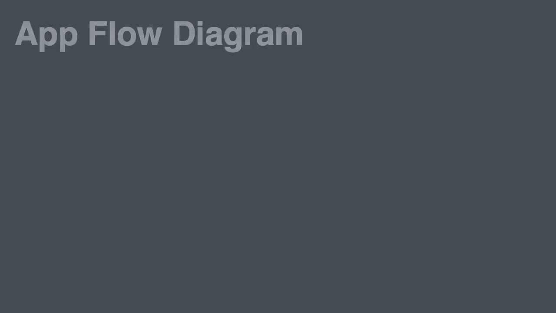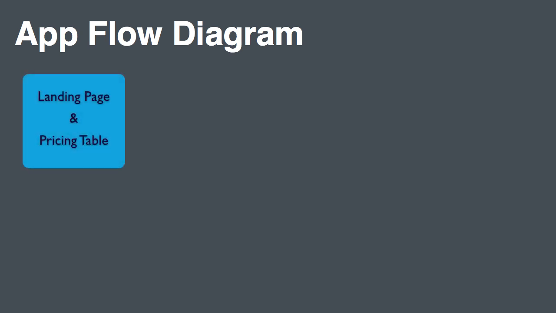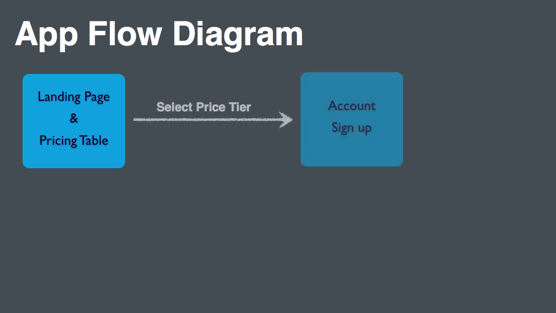Before we get started coding, let's create a basic flow diagram for our application. Initially, a user is going to land on our landing page and be shown a pricing table. When they select a pricing tier, they're going to be shown an account sign-up page where they can enter their user information, their name, email address, and things like that. And additionally, they are going to select a subdomain which they can later visit to access their account.